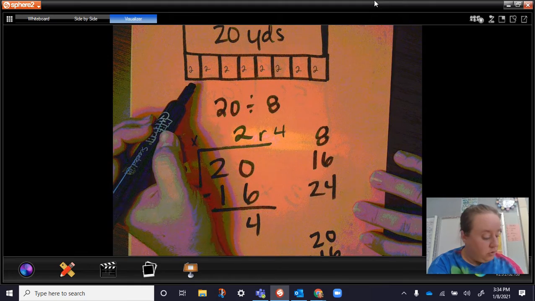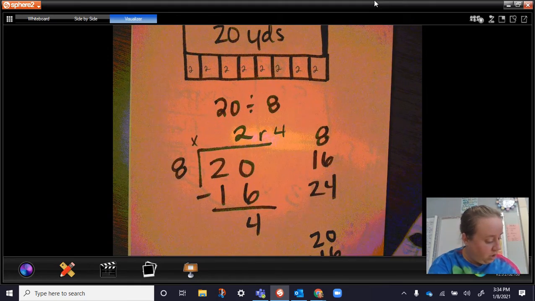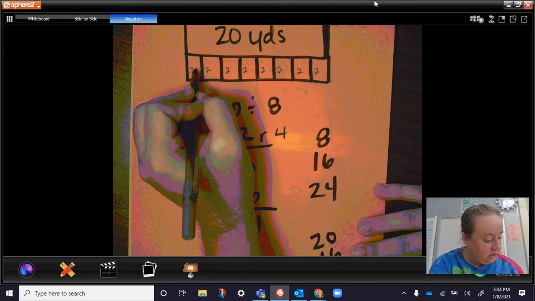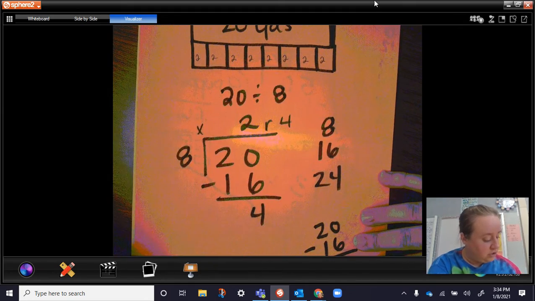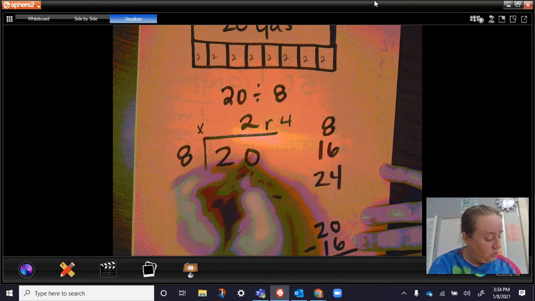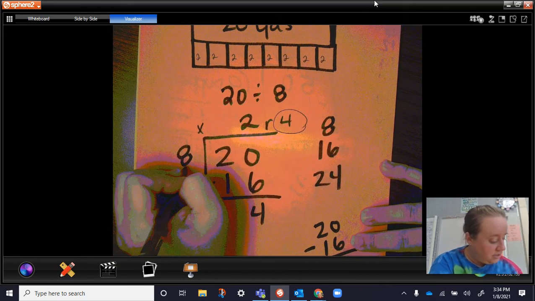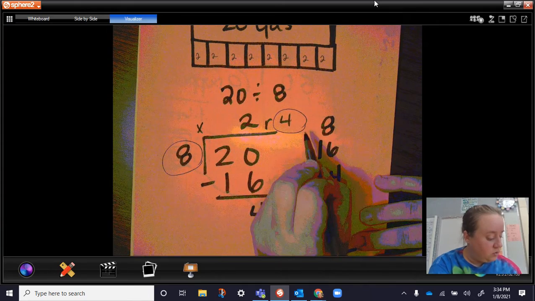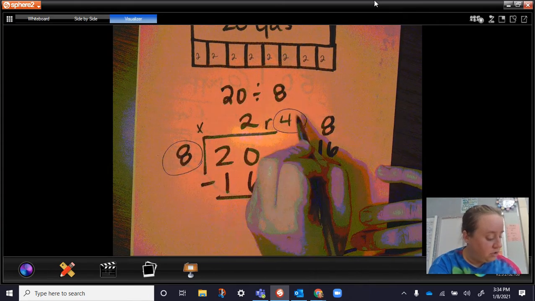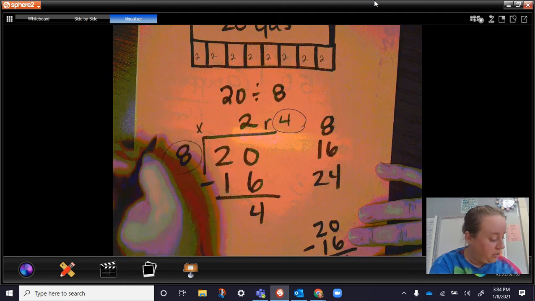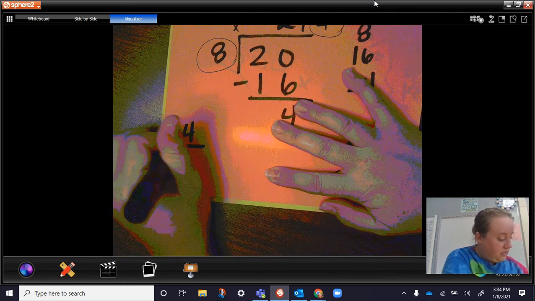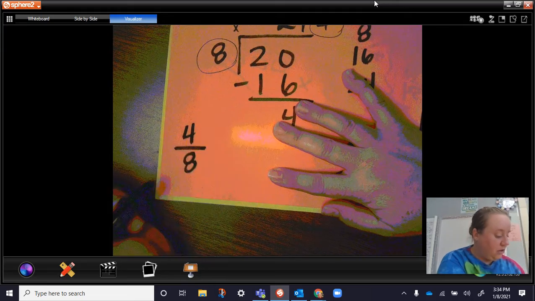Okay. So if I have 4 yards for 8 tablecloths, then I can give a little bit extra to each one. So we change that into a fraction. We take our remainder and take this number here on the outside, and we make them into a fraction. The remainder is the numerator. Put this down here. And the 8 is going to be our denominator.